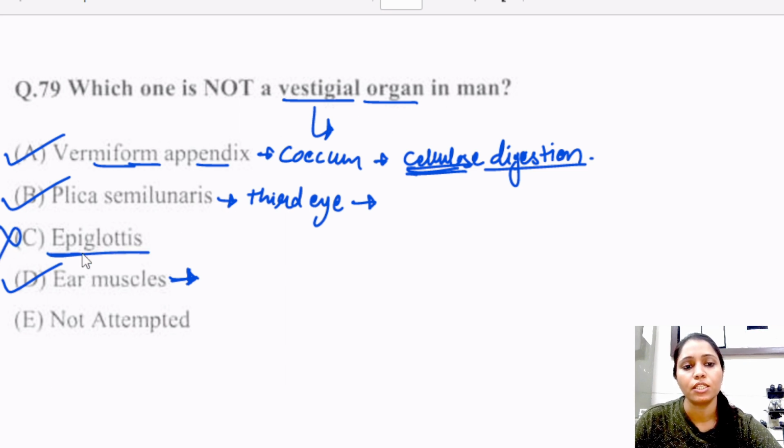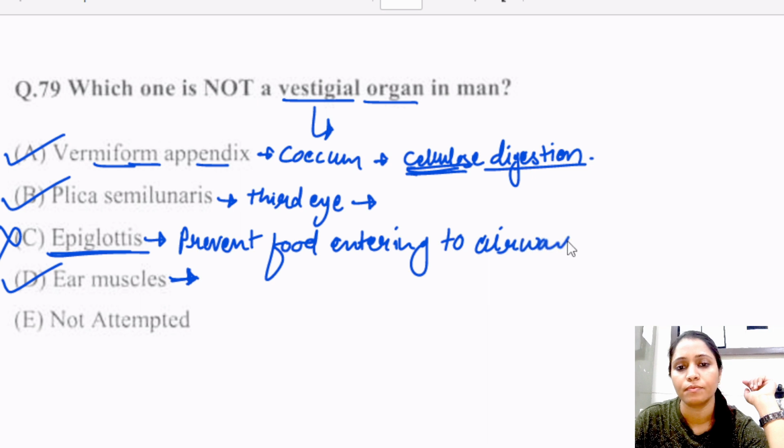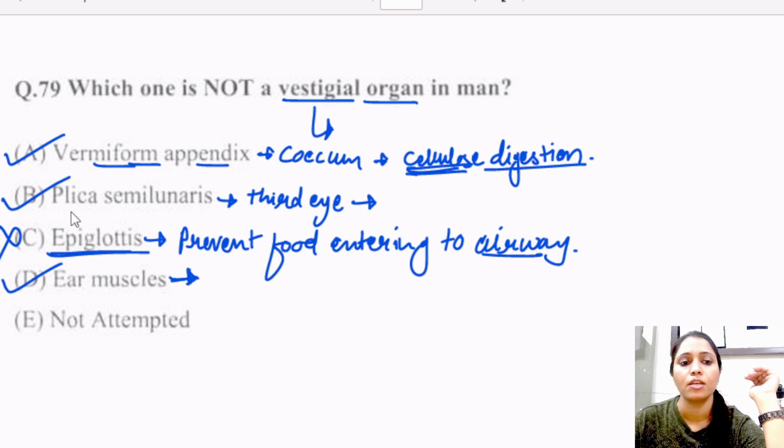Epiglottis is not a vestigial organ because it is a fully functional organ which helps prevent food from entering the airways and windpipe. So what does it do? It covers the windpipe, the epiglottis. So option C is the correct answer.